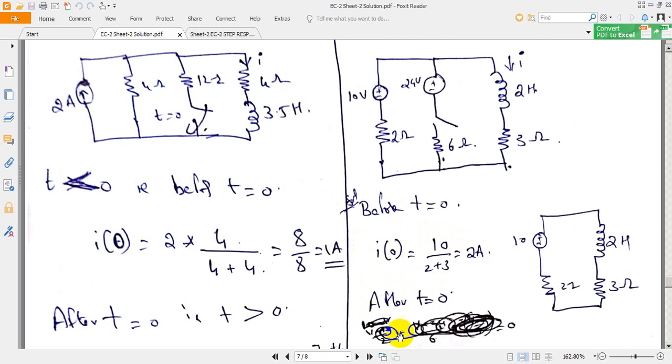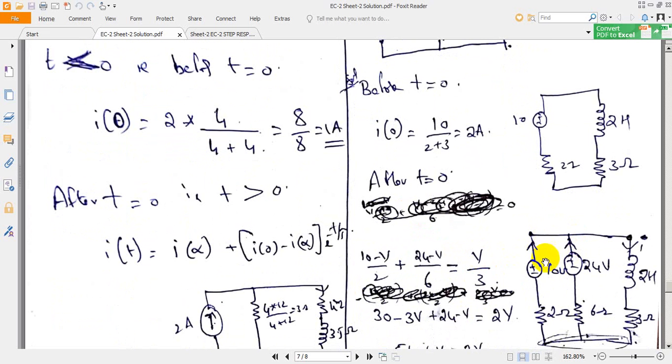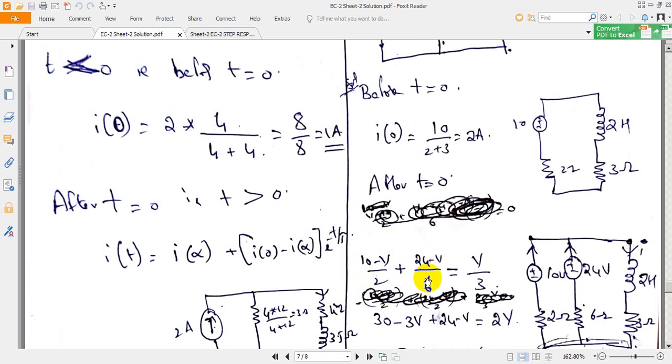After the switching operation, after t is equal to 0, we can write this as the current I1, this is the current I2, and this is the total current entering at this branch. So the sum of these currents should be equal to this current by Kirchhoff's current law. So you can write 10 minus V divided by 2, I1 plus I2 is equal to the total current I.